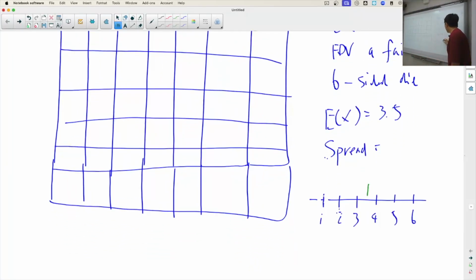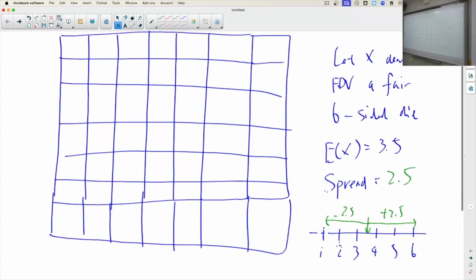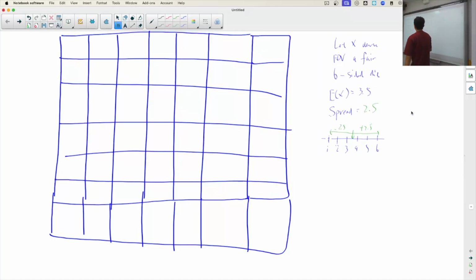Now I need to introduce what I mean by spread. The expected value is here, in the middle. Then I need to move to the left this amount and to the right this amount to cover the entire range of values. That is what I mean by spread. It's like plus or minus 2.5, so I say the spread is 2.5. Is that okay? Maybe it's quite intuitive to understand what I mean by spread. We replace variance with spread.